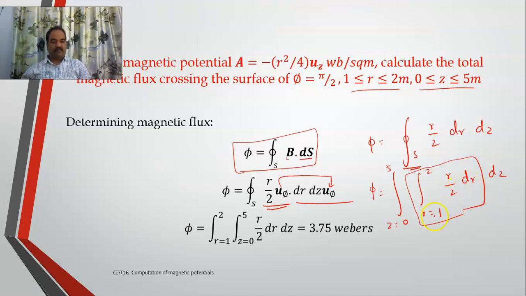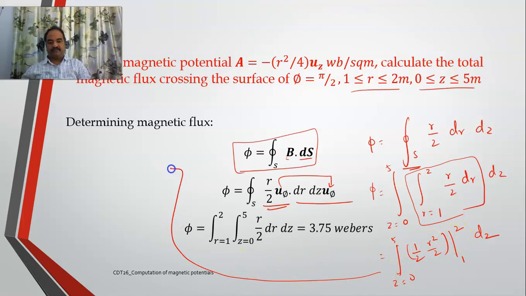If I do the integral with respect to R, what will I be getting here? This 1 by 2 will be there. R will become R square by 2 from 1 to 2. But still dz is there. So what is this one? R square by 4, right? First if I substitute 2, what will I get? So I'll continue here. So phi is equal to the integral from 0 to 5. This is R square by 4, right? If I substitute 2, I'll get 4 by 4 minus 1 by 4. So what is this one? You can easily write it, right? This is 3 by 4, right?